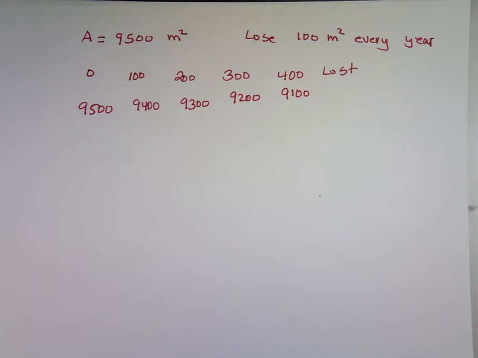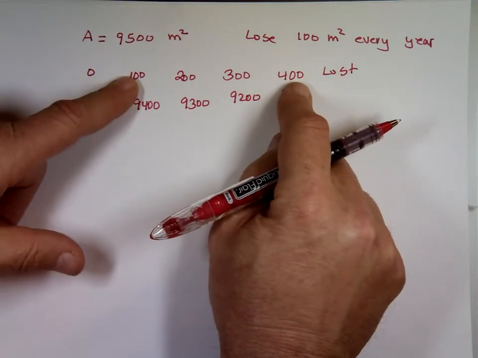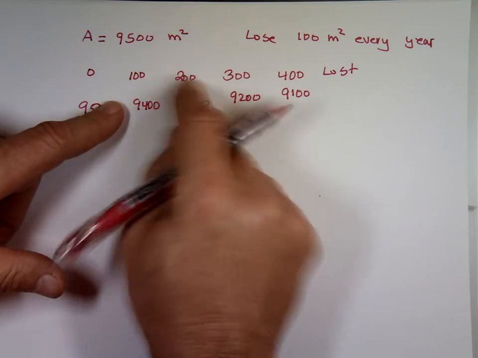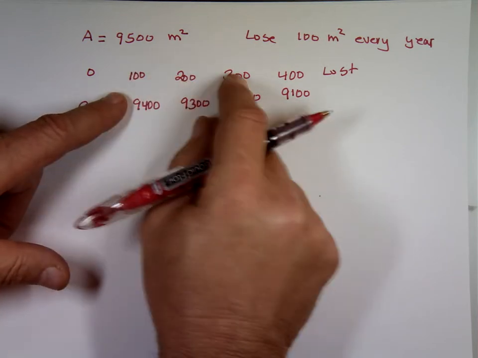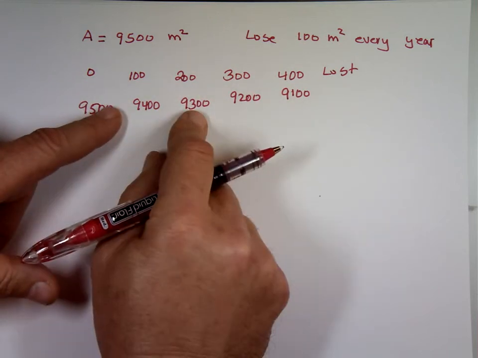93. 92. What is it? 91. That's your answer. They lost 400 out of that year, 100 more than the year before. So each one is 100 more than this. That means what's left is always 100 less each year, 100 less than the year before.